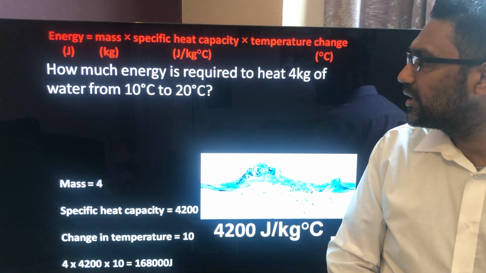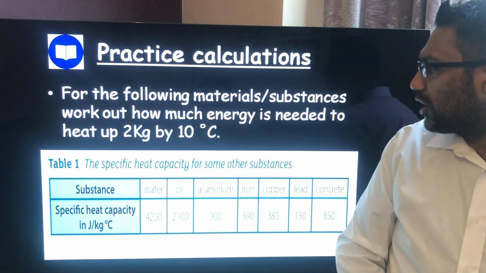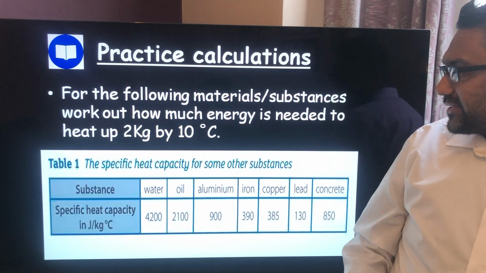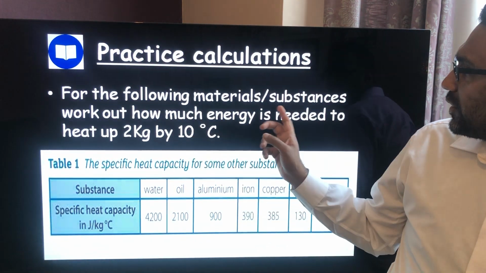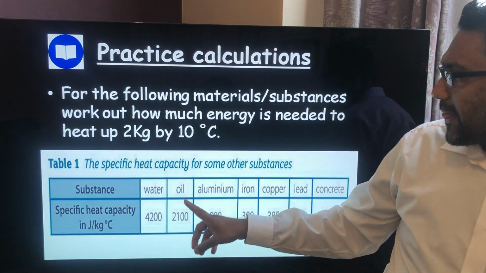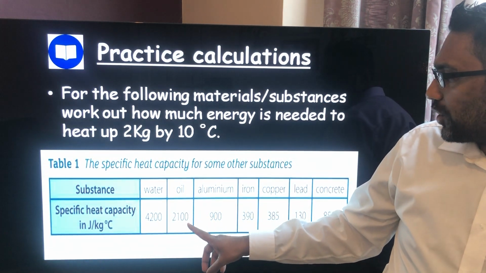Simple so far? Okay, have a go at these questions. Okay, practice them. It's exactly the same thing. So you got the following materials. So you got this material here, water we've already got. So you've done that calculation already. But try for oil, aluminium.